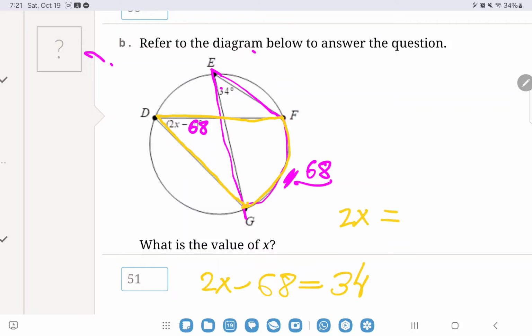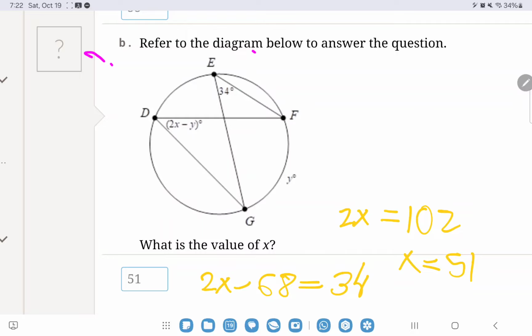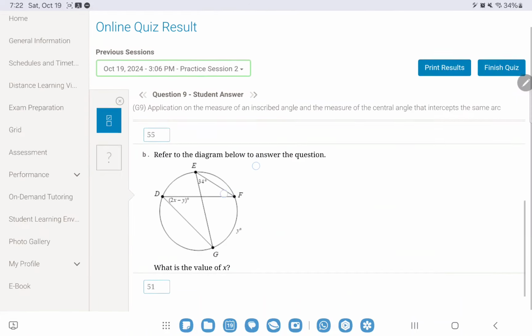2x equals 102, x equals 51. Another way you could solve this is straight away 2x minus y, but either way you'd have to find y. So we find y to be 68, so 2x minus 68 equals 34 directly, and you'd also get the same answer. So let's go on to the next question.